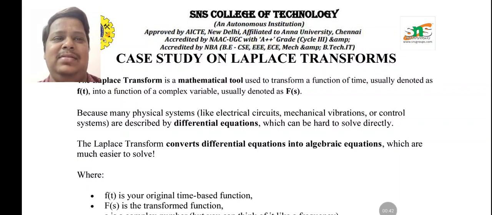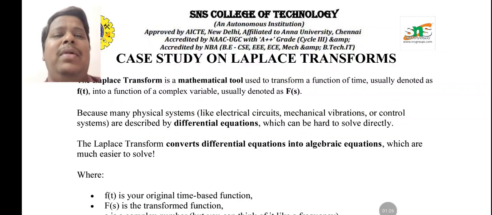In many real life applications, we can use the Laplace transform in physical systems like electrical circuits, mechanical vibrations, or control systems, which are described by differential equations that can be hard to solve directly. The Laplace transform converts differential equations into algebraic equations, which are easier to solve.